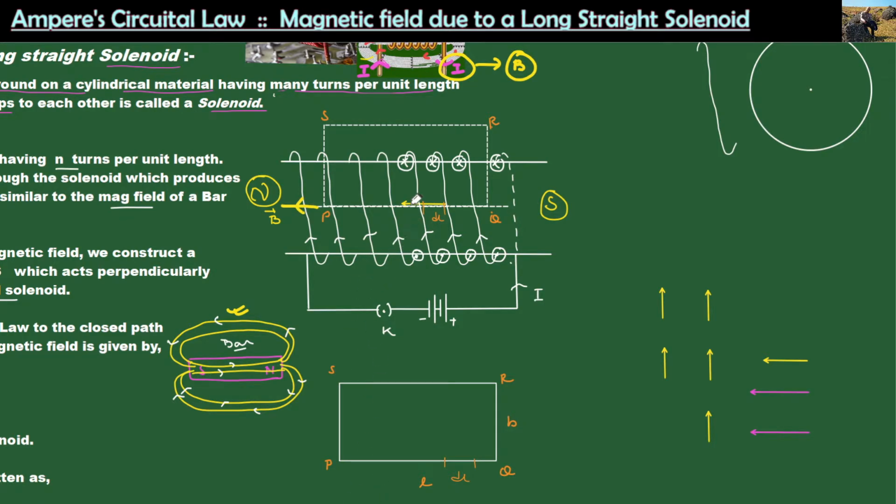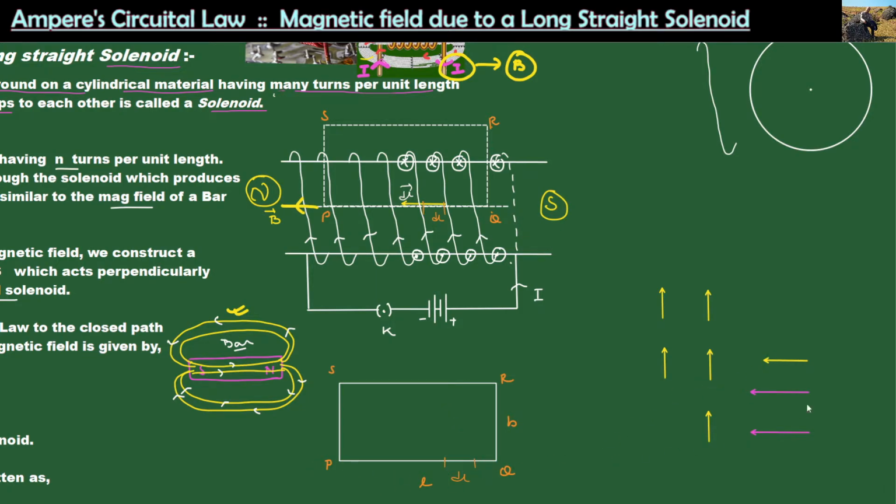So this will be what? This will be the element vector dl bar. So this is our element vector dl bar constructed at that particular point. Similarly, the magnetic field along this length PQ.